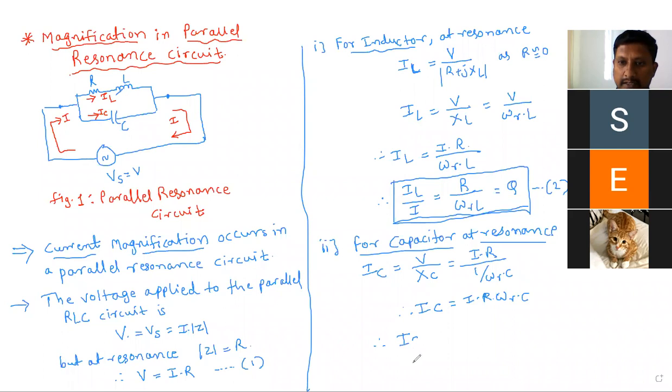IC divided by I is equal to R into omega R into C, so that is nothing but Q. This is the second definition. This is equation number 3.